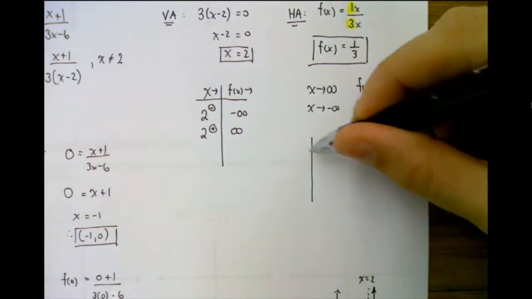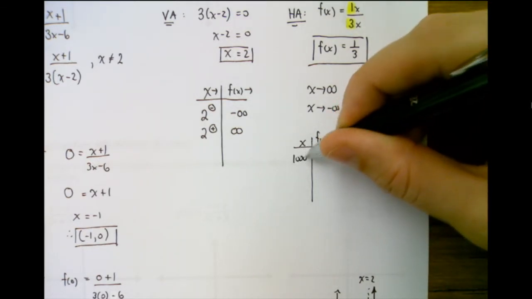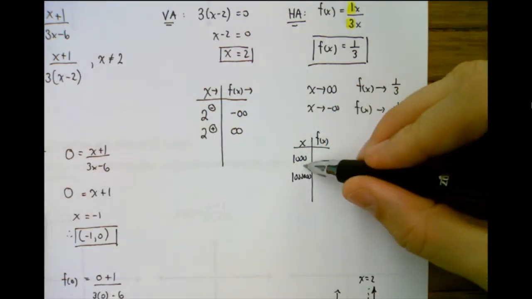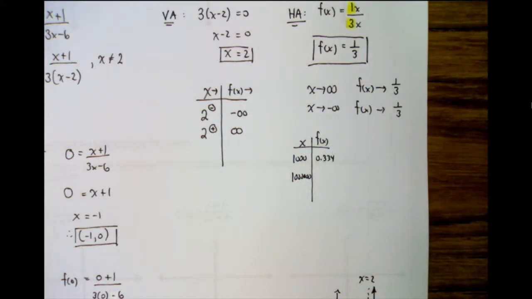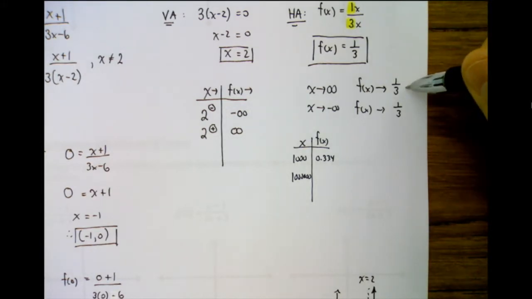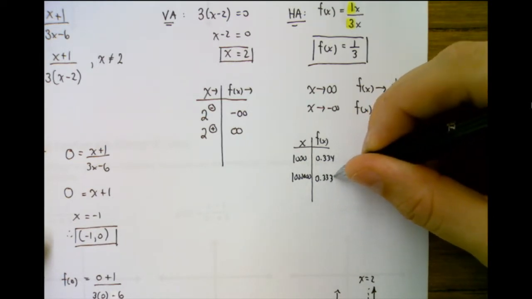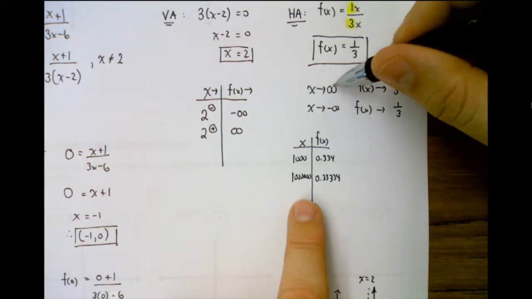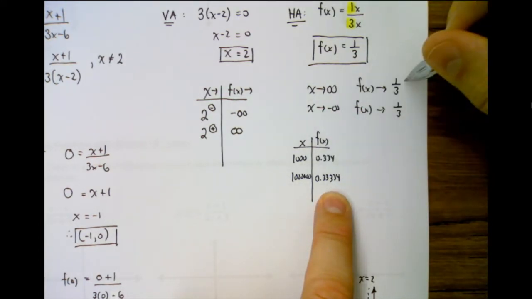So here we go. I'm going to create a nice little table here. X and f of x. If I plug in 1,000, what do I get? And if I plug in 1,000,000, what do I get? If I plug in 1,000 to our original function, I get 0.334, which is slightly bigger than 0.333, which is what a third is. If I plug in 1,000,000, I get 0.33334, which again is slightly bigger than a third. So as x approaches infinity, or as x gets really, really big, we approach a third from above, slightly bigger.